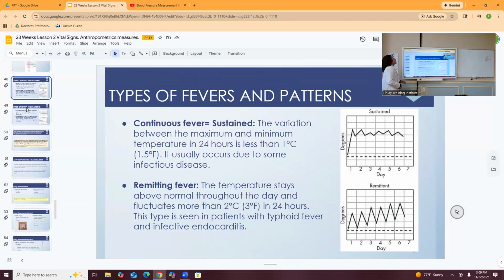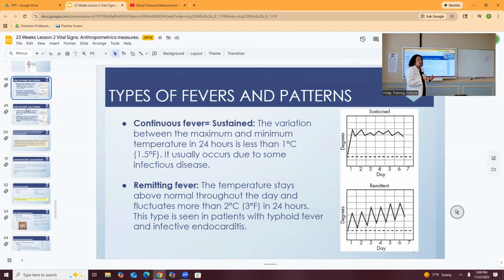The abnormalities that we can see in the temperature when we have a patient with fever: we evaluate the presentation of that fever, and that is going to give us the different types or patterns of fever. The first one is the continuous fever. This is a sustained, continuous fever. It means the patient is always going to be above 100.4, but there can be a variation of 1 degree or 1.5 degrees Fahrenheit in a period of 24 hours. So the patient is always going to be febrile, but never goes back to normal.